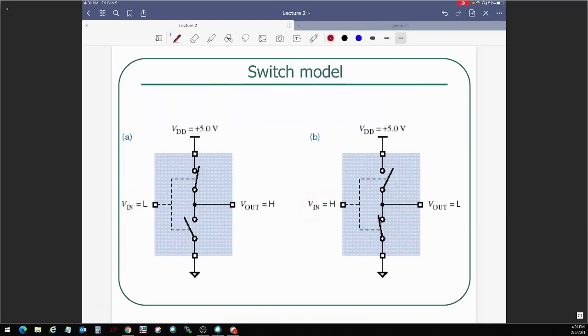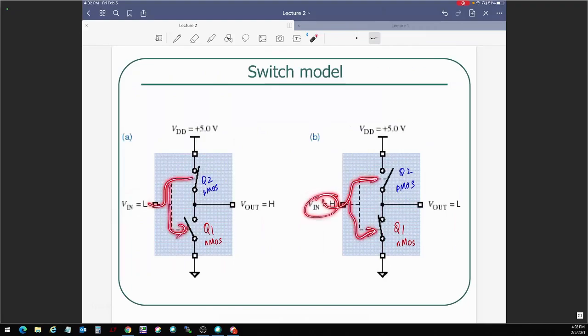So this is your Q1 and Q2 from before. This is your Q1 from before, your nMOS. And this is your Q2 from before, pMOS. And of course, the same input voltage is controlling the gate terminals of both the transistors.